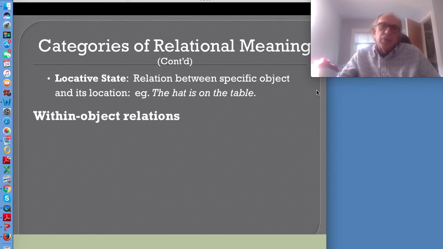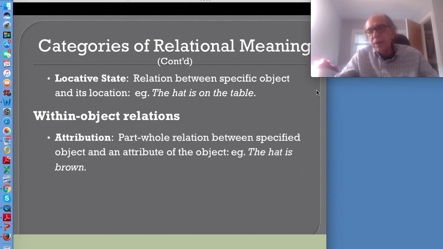Now, there also object relations can be within object relations. The previous relationships that we've identified, action, locative state, were between two objects. For example, in locative state, the hat and the table. But within object relations, we can have part-whole relations between things, between a specified object and an attribute, for example.